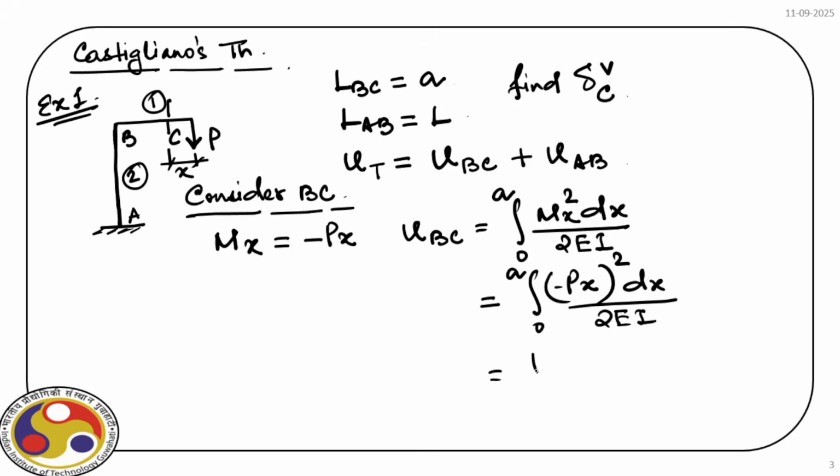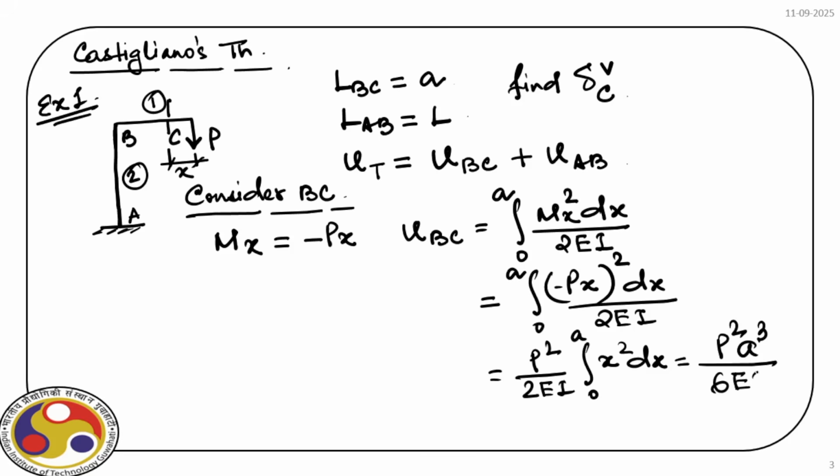So we have P square divided by twice EI integral 0 to A x square dx. So if you solve this, you have P square A cube divided by 6 EI. So the bending strain energy for the first part we have evaluated.